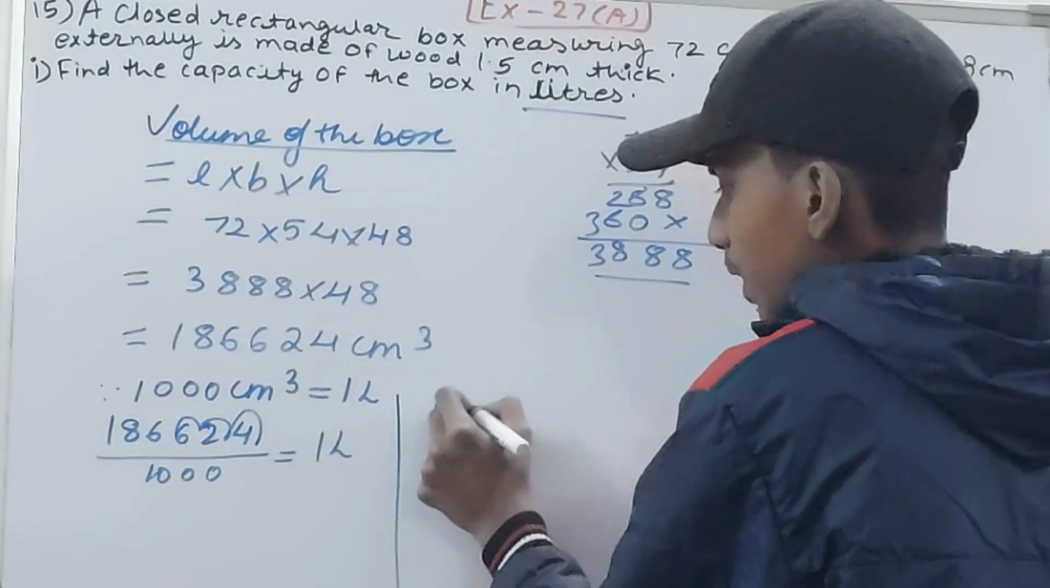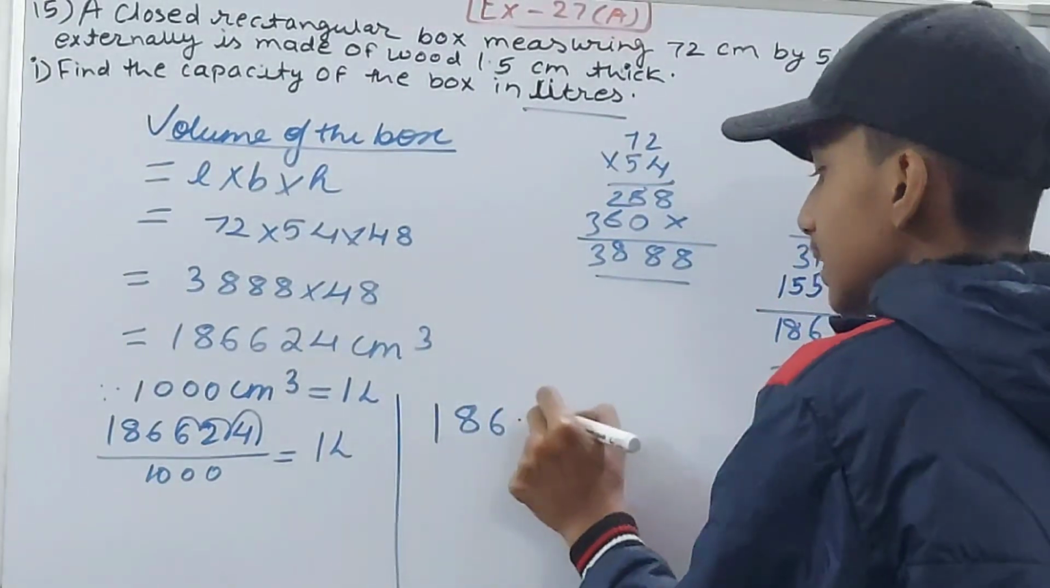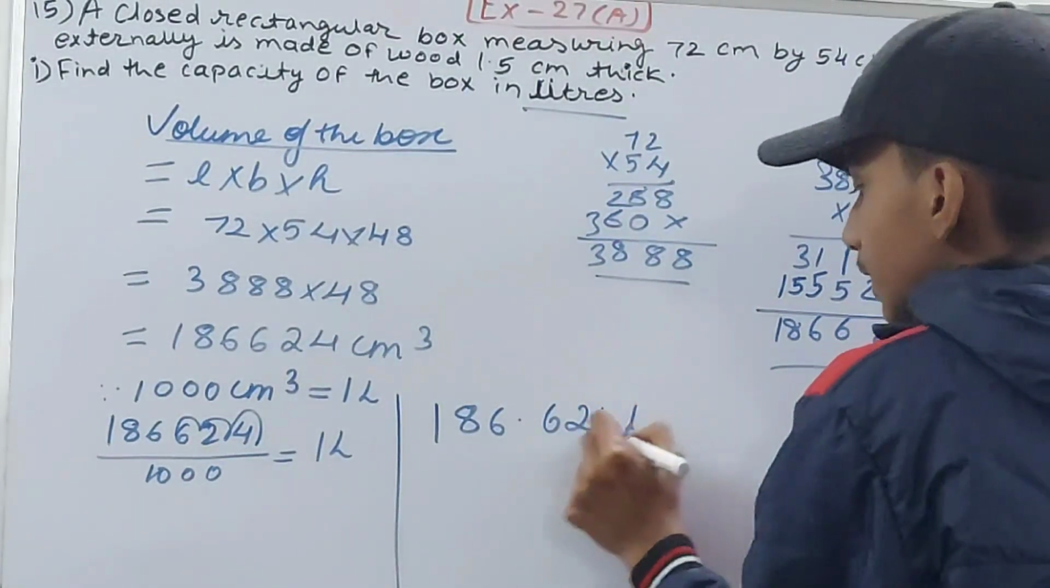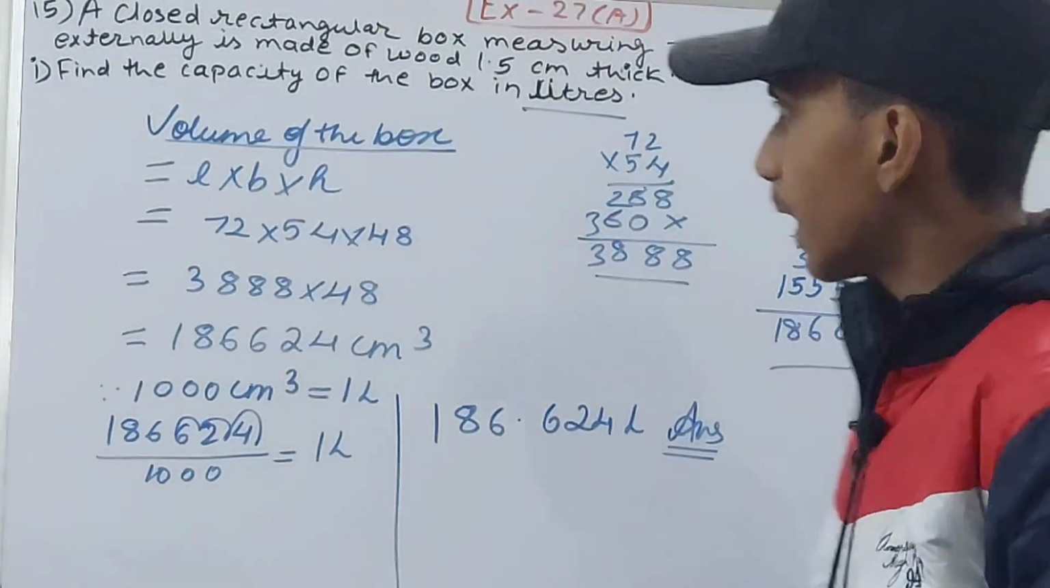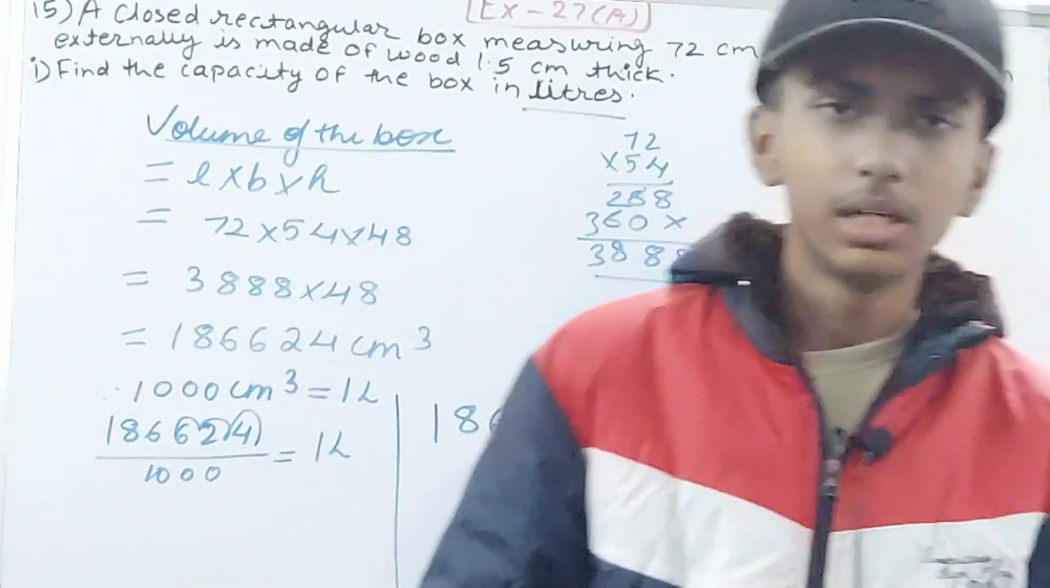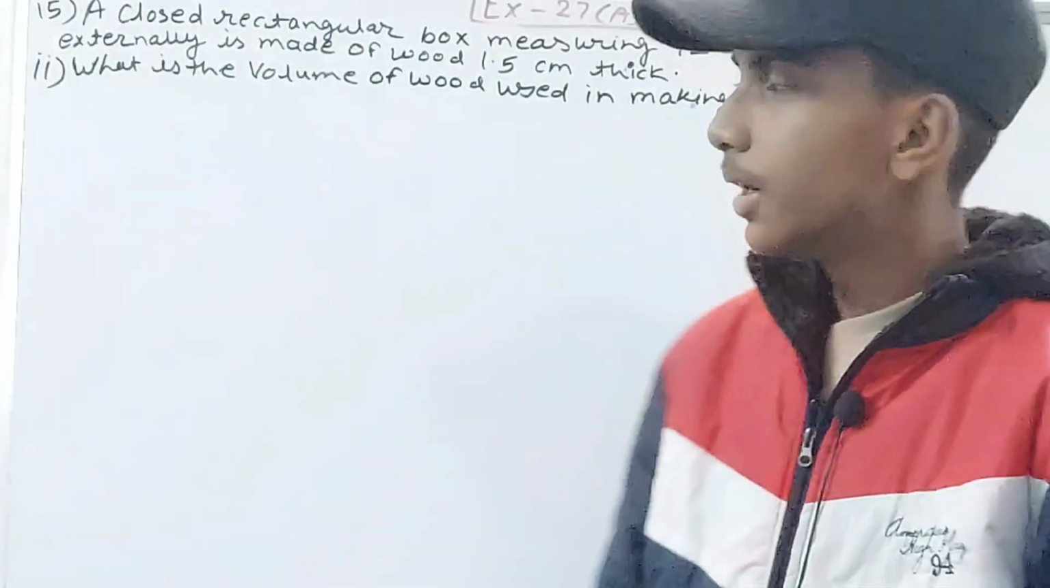So you have 186.624 liters as your final answer. This much volume can be held by our container. Let's move on to the next part. Now let's see the next part.